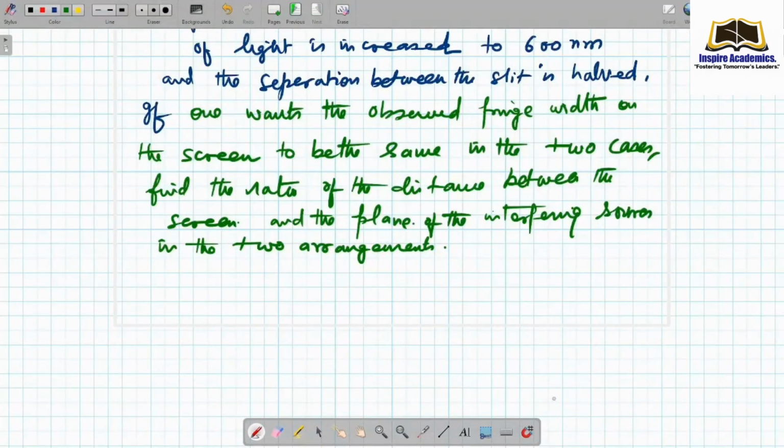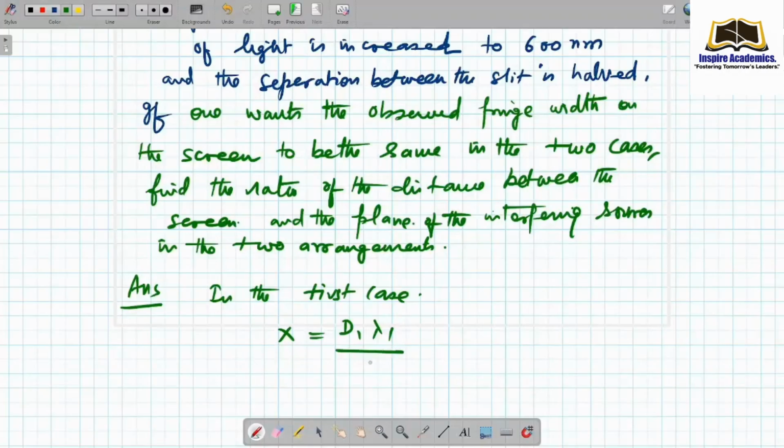So tell me, anyone of you can think about it? So there are two cases. In the first case, what will be the fringe width? X would be D1 lambda 1 upon d. D remains the same. Okay, in that case. And in the second case, what did he say?